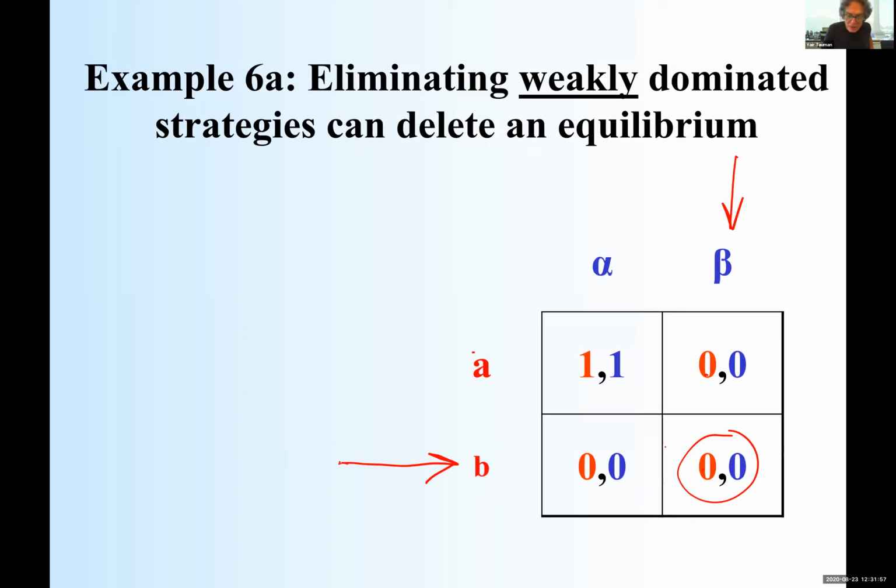A dominates B. I cannot lose, so why play B if I can play A, where I can get at least as much, 1 is more than 0, or the same. So there's no reason in the world that I'll go for B. It's weakly dominated. 0 is less than 1, and the other 0 equals 0. Also, beta is weakly dominated.